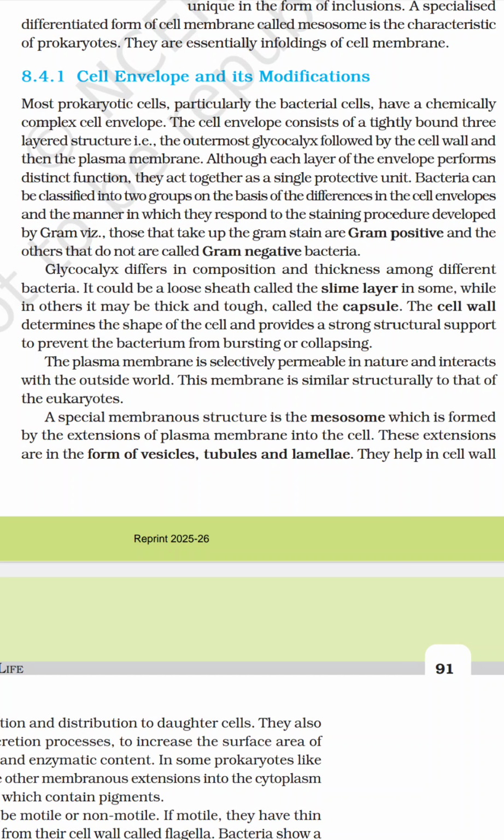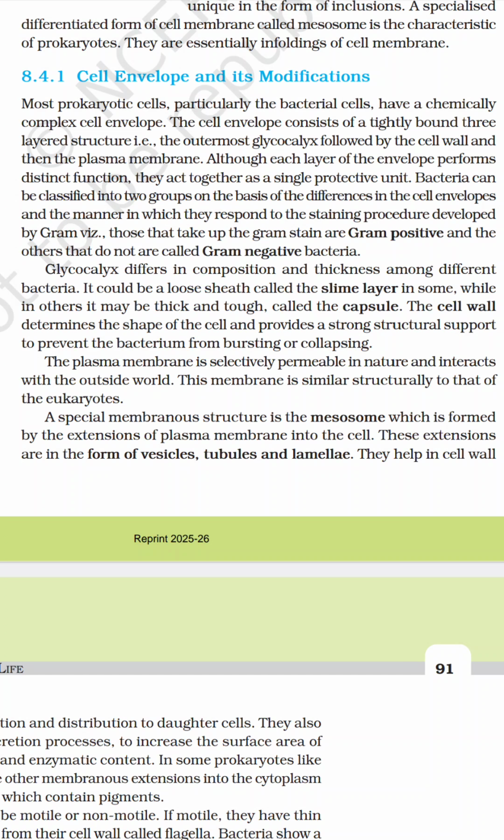Glycocalyx differs in composition and thickness among different bacteria. It could be a loose sheath called a slime layer in some, while in others it may be thick and tough, called a capsule. Glycocalyx has two types. When it is loose and thin, it is known as the slime layer. When it is thick and tough, it is known as the capsule.